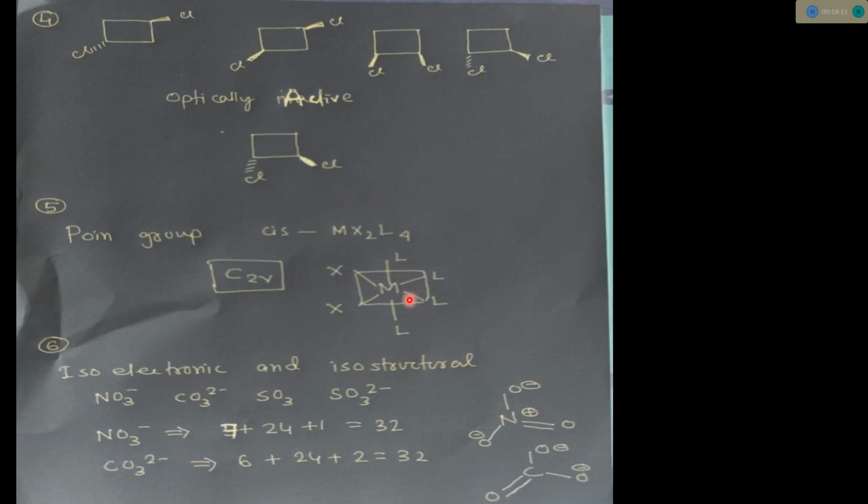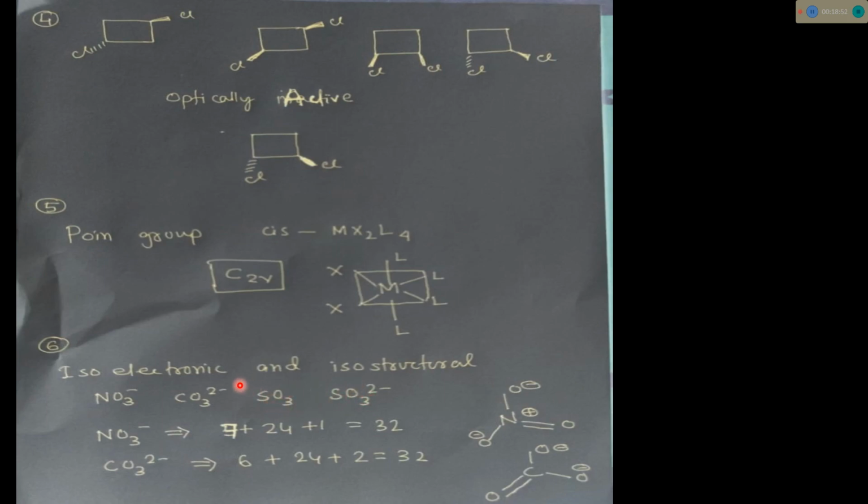We all know that this type of cis octahedral complex X2L4 has point group C2v. If it is trans, meaning MX2L4 trans, then the point group will be D4h. Meaning if 2 X are in trans positions and 4 L are in the plane, then the point group of that complex will be D4h. In the question, a cis complex was given, so the point group is C2v. So 4 species are given. Next question: nitrate, carbonate, sulfur trioxide and sulfite.